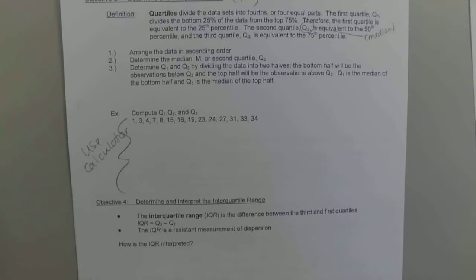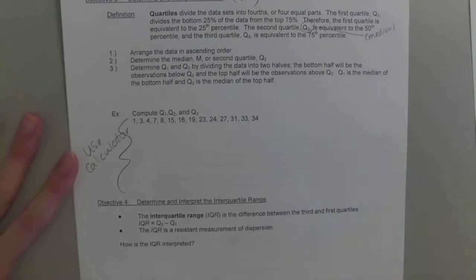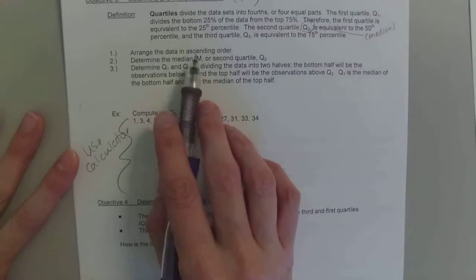So the first thing is to make sure your data is arranged in ascending order. Remember with median, it said ascending order, and I said it didn't really matter. With median, it could go high to low or low to high. But with quartiles, it does matter. So that's why I think they try to stay consistent, and it's always ascending, okay?